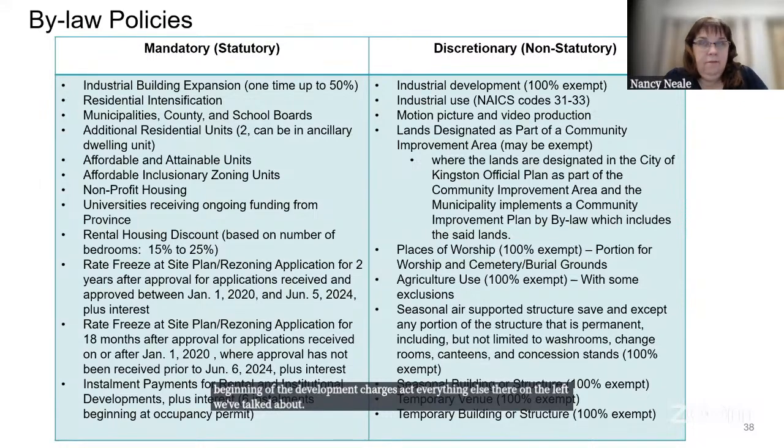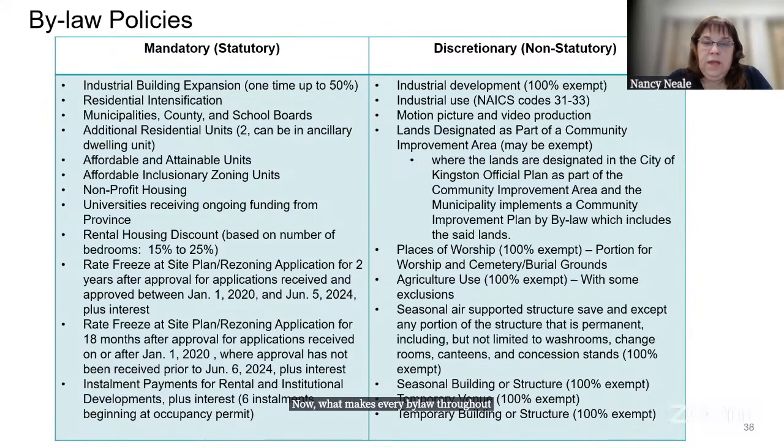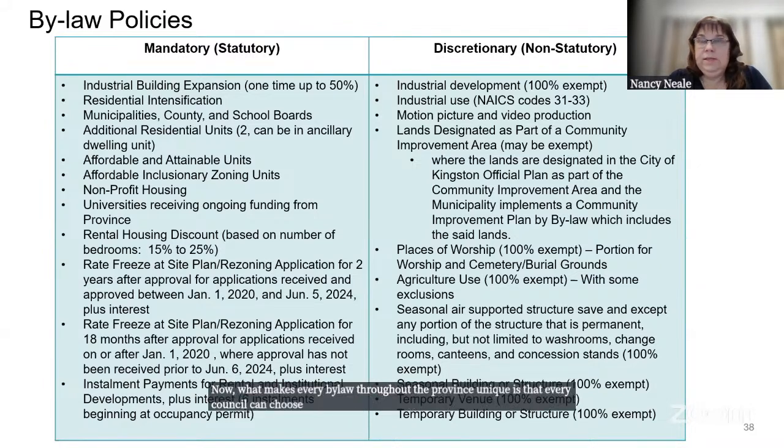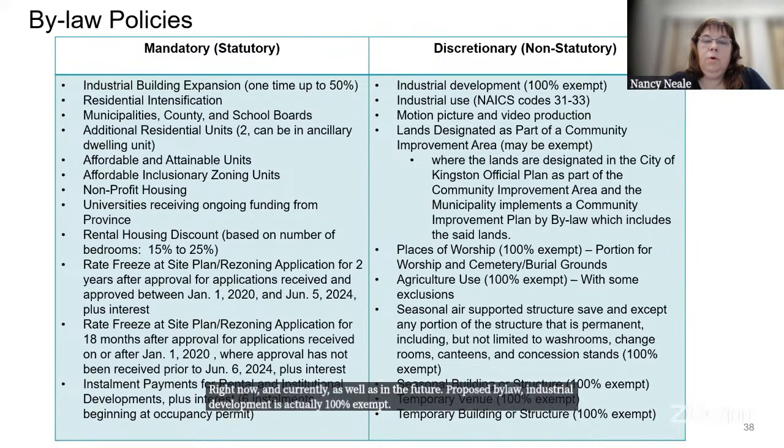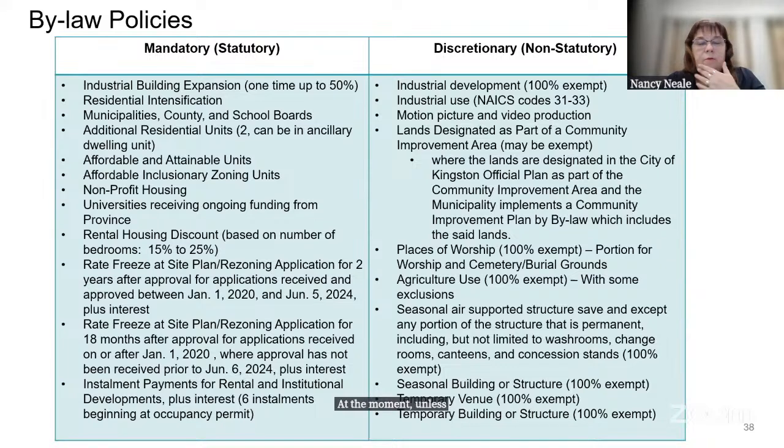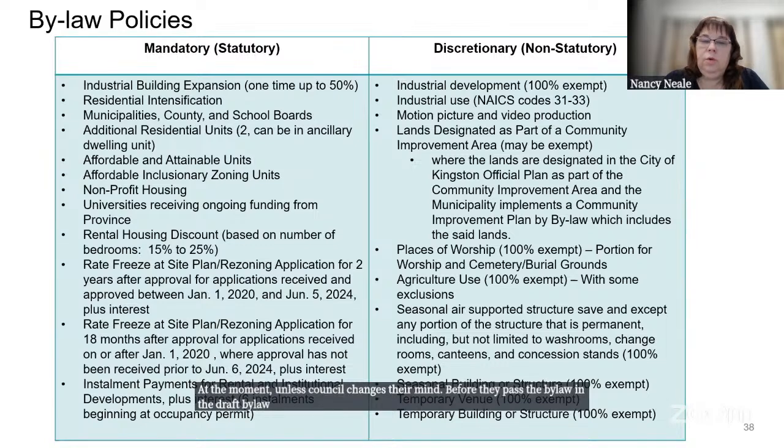Now, what makes every bylaw throughout the province unique is that every council can choose to further exempt or discount certain types or classes of developments. Currently, as well as in the future proposed bylaw, industrial development is 100% exempt at the moment, unless council changes their mind before they pass the bylaw. In the draft bylaw, we're continuing to exempt those fully.